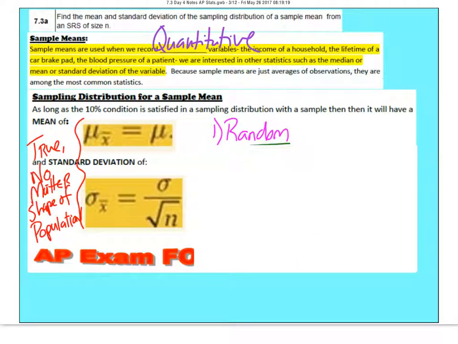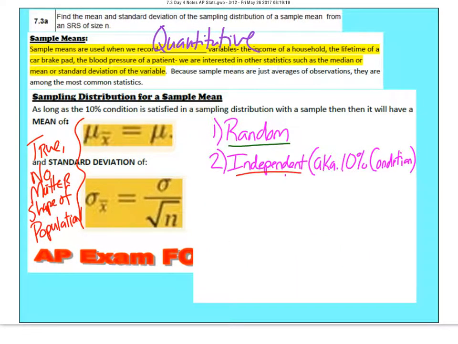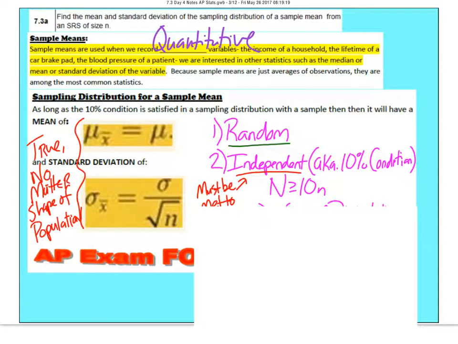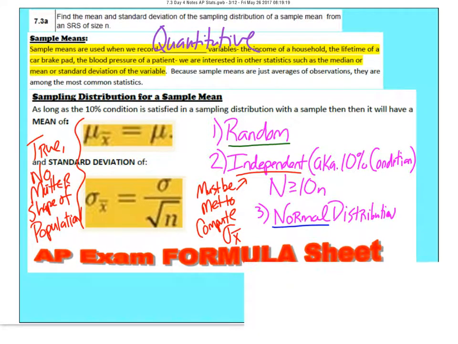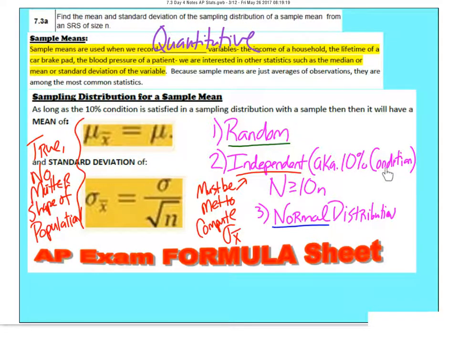So you check for randomness very easily. Independence is actually the same condition. You're just going to check the 10% condition: is the population greater than or equal to 10 times the sample size? And then the last one you check is still for normalcy. We'll talk more specifically about how you check if you have means and it's a normal distribution when we get to that component of the notes. Overall, do keep in mind though, once you've checked the 10% condition and if it's met, that is what allows you to actually change and create this new standard deviation.